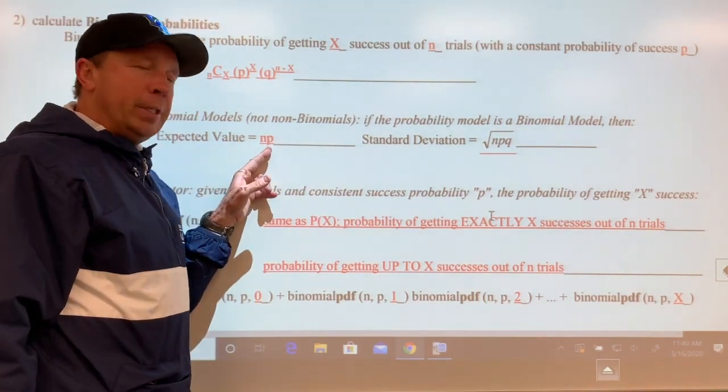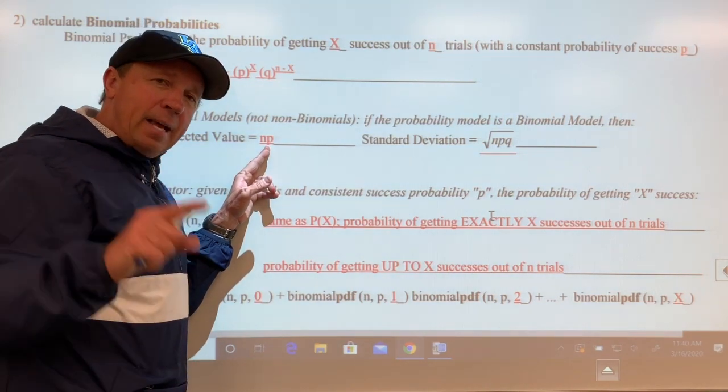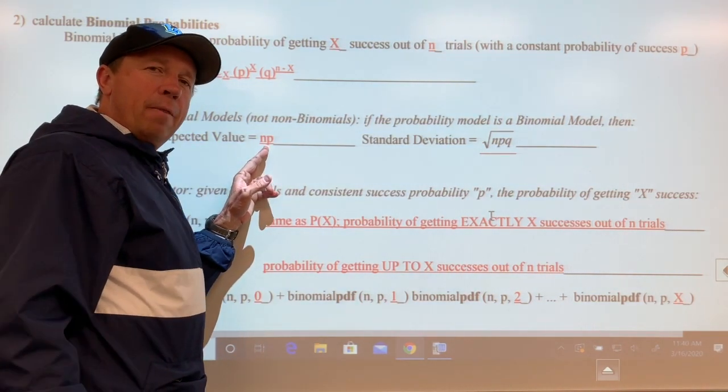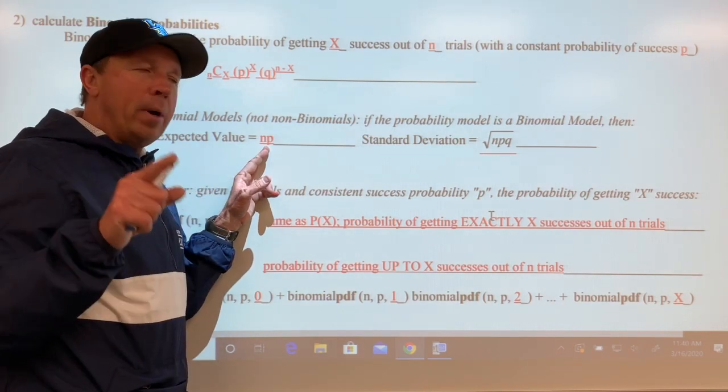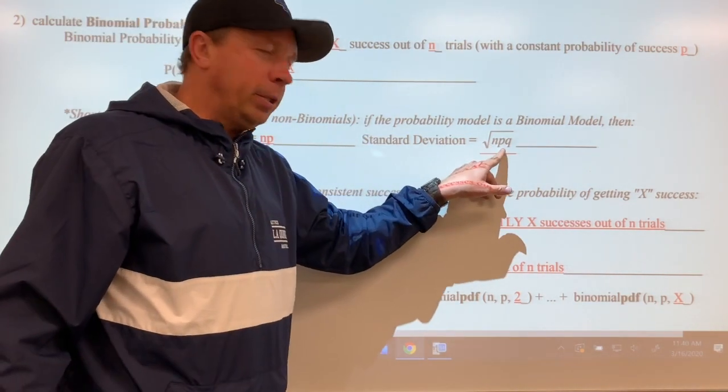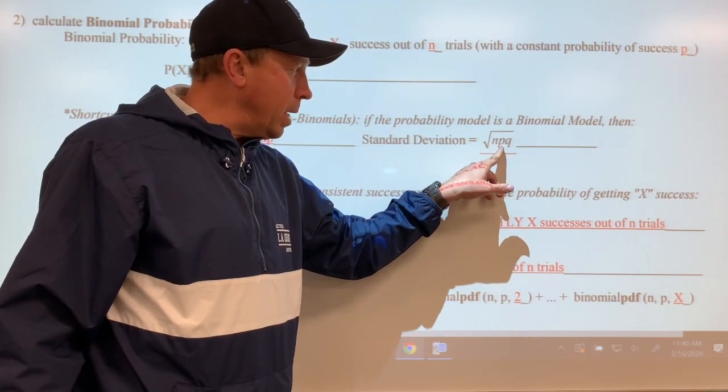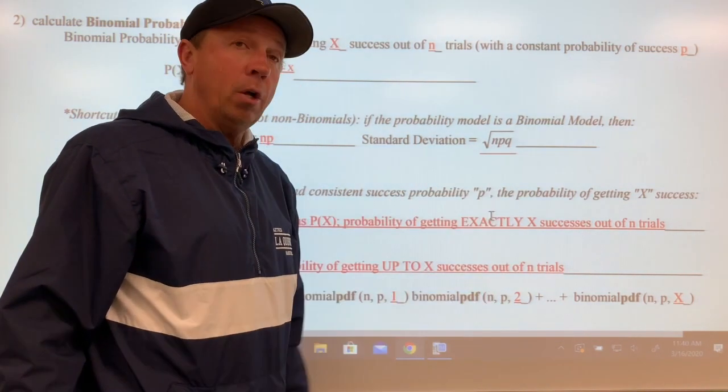If Johnny shoots 10 free throws and he's a 70% free throw shooter, the normal amount he'll make out of 10 is 7. 10 times 0.7. And this is your standard deviation: square root of NP(1 minus P), also called Q.